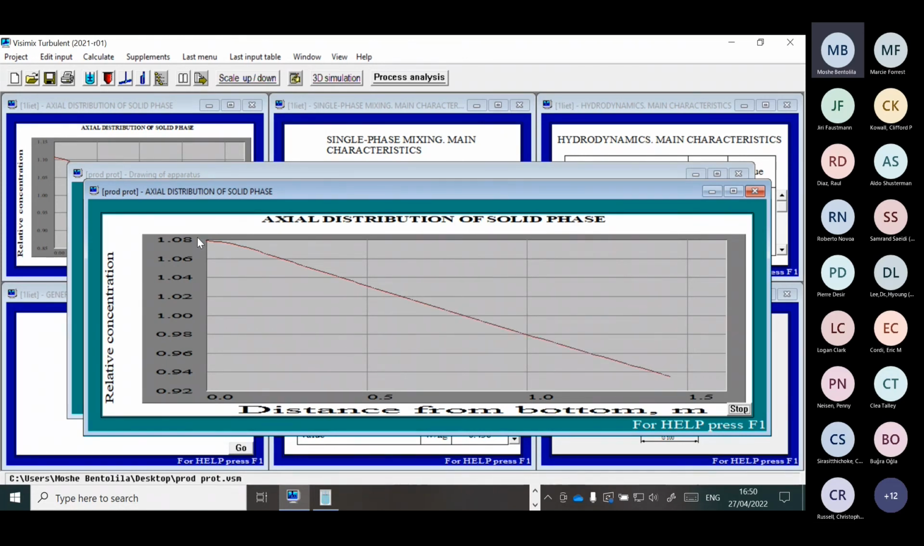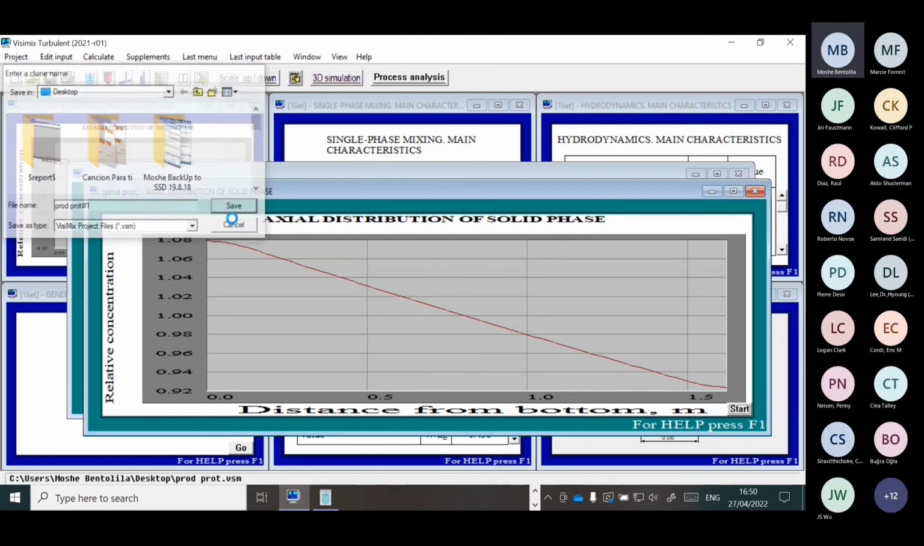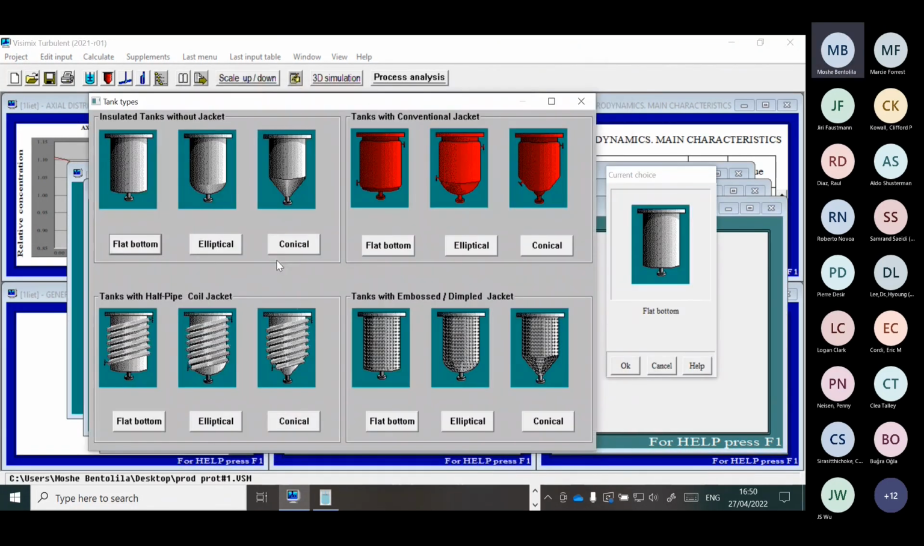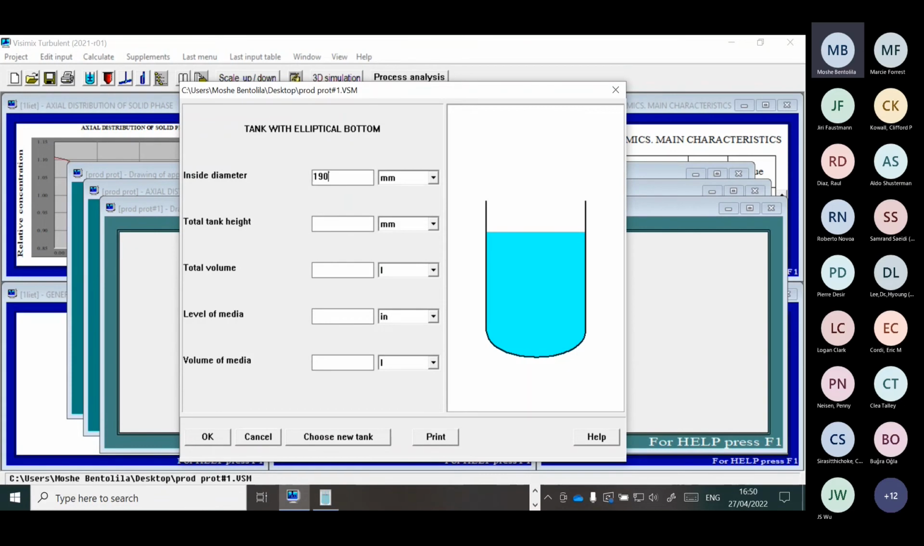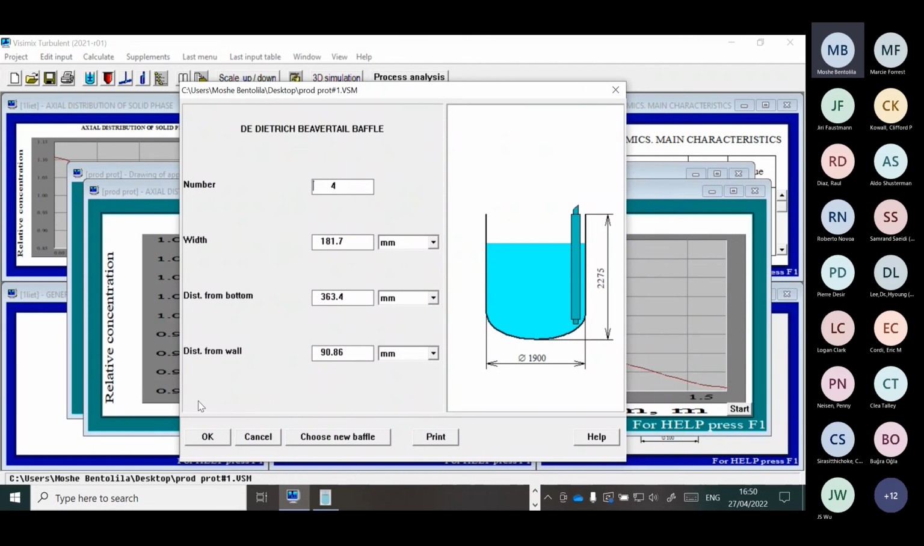But you can tell me, okay, but my equipment is not like this. My equipment in the production is not geometry similarity. I don't have exactly the same geometry in the lab like the production. So no problem. You can come here to clone, and you are generating the option one of the production prototype with the same data and change your equipment. For instance, now you go to the equipment that is elliptical in the bottom, okay? And the inside diameter was 1,900 and it was 6,000 liter, and you want to feed 4,500 liter in your tank, okay? And let's say that you have 2 baffles.